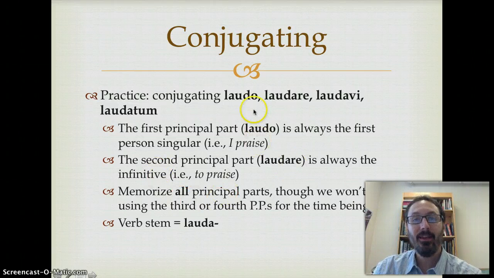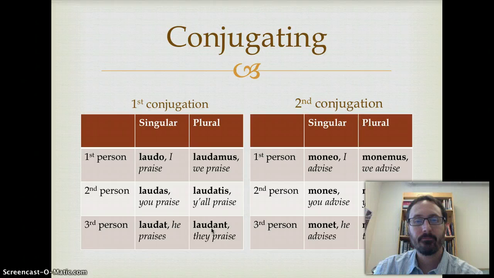So the verb stem for this verb, laudo, laudare, laudavi, laudatum, is, as I said before, just the infinitive minus the re. If you take the re off, you're left with this verb stem, which is lauda. And as I pointed out in the previous slide, because the verb stem ends in an A, this is a first conjugation verb. More about that later.